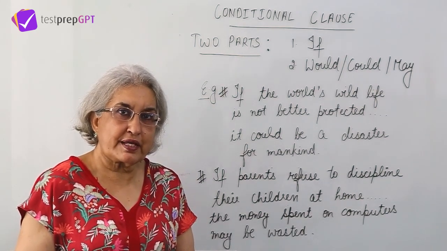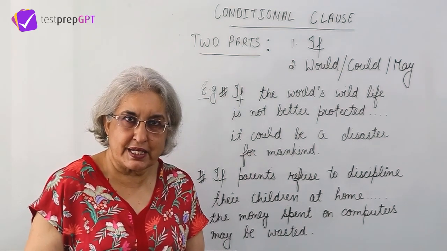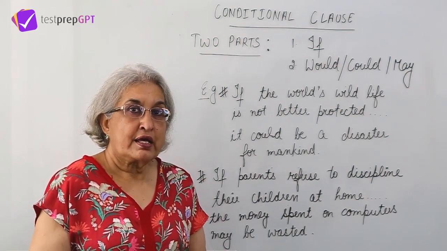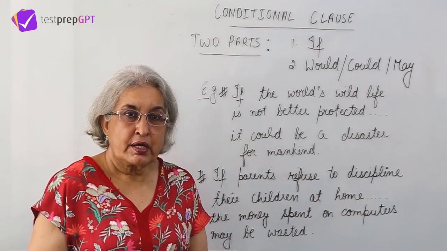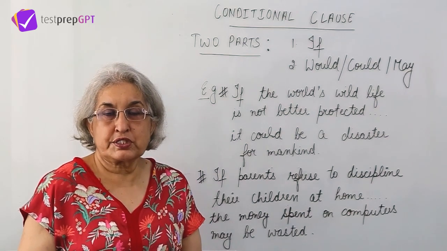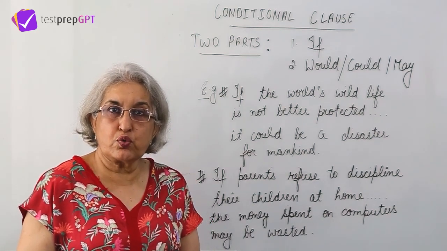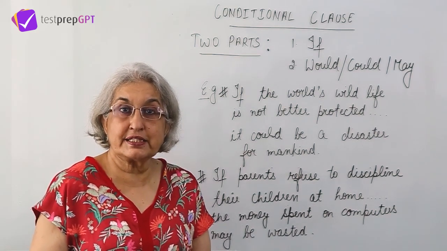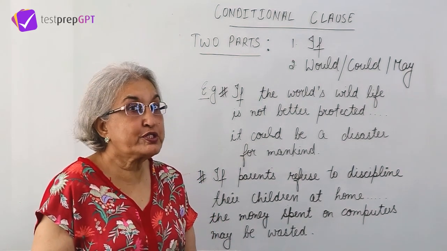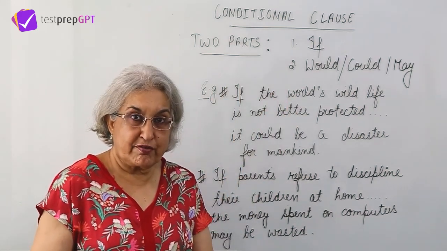So, a simple sentence would be, it will rain tomorrow. That's a simple sentence, and it is one clause only. But if we say that it will rain tomorrow if predictions come true, then these are two clauses. So, in a sentence which has a conditional clause, there will be two clauses, but it will be one sentence. One sentence with two parts. So, here the two parts are starting with if.